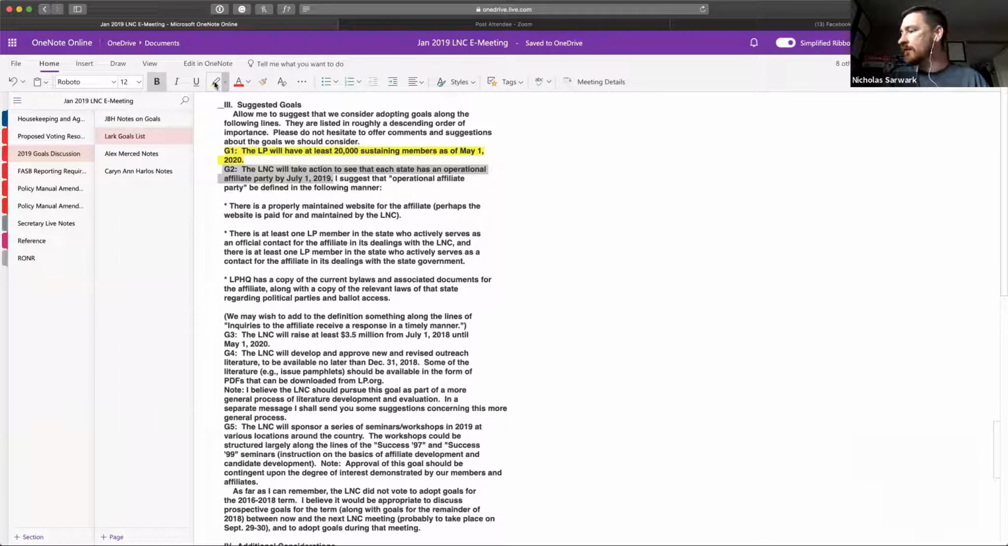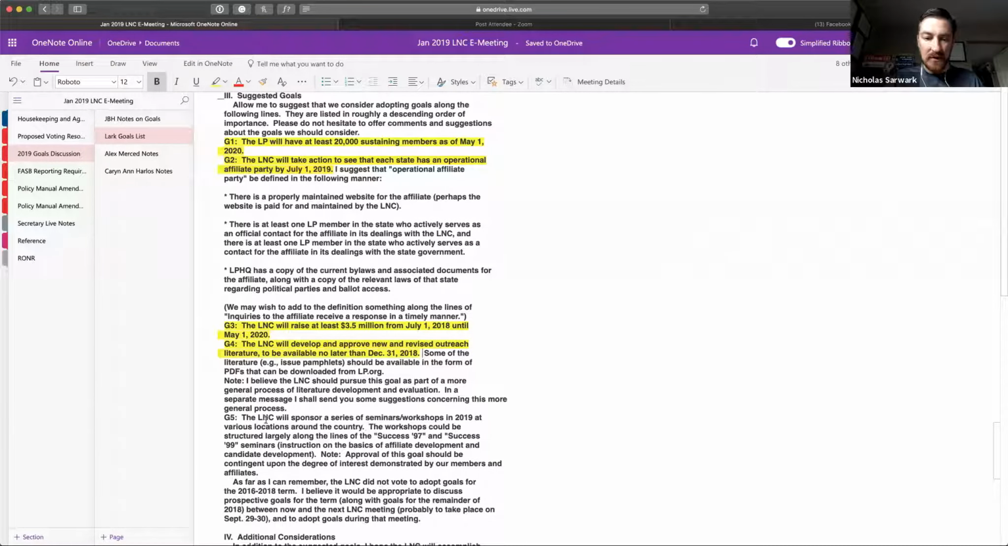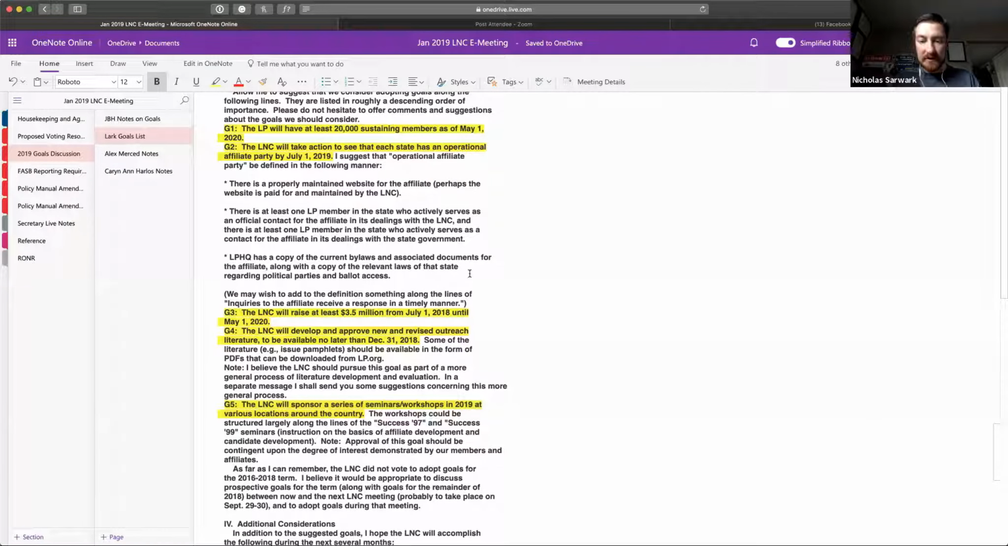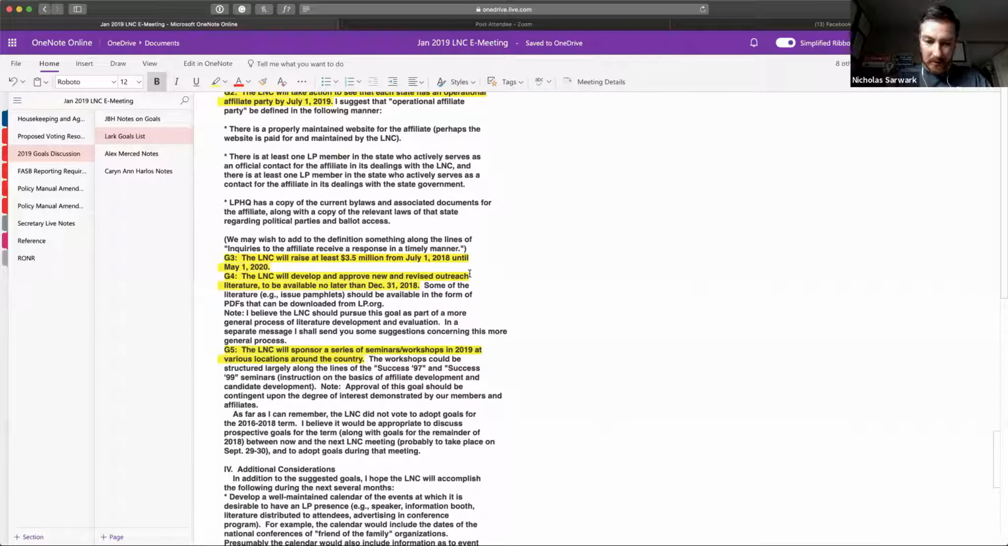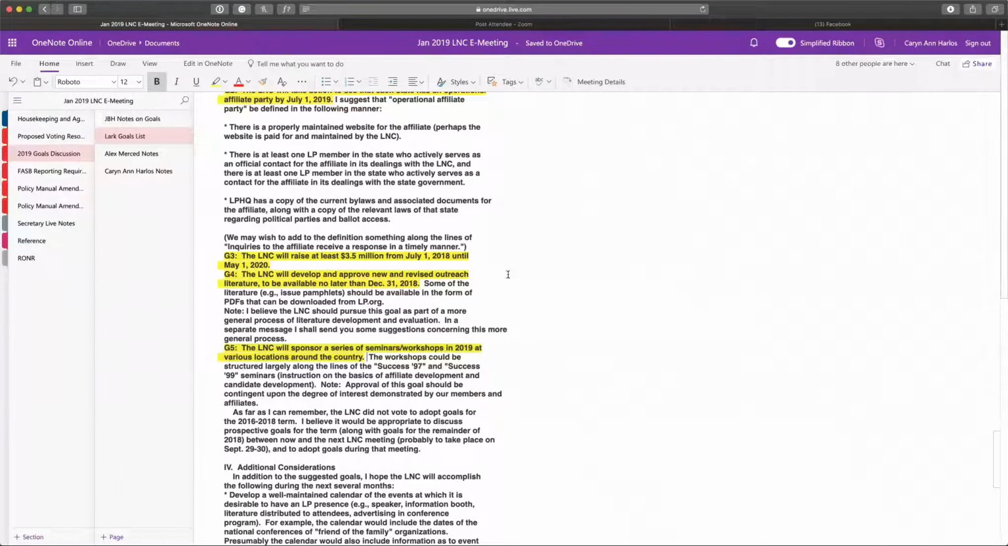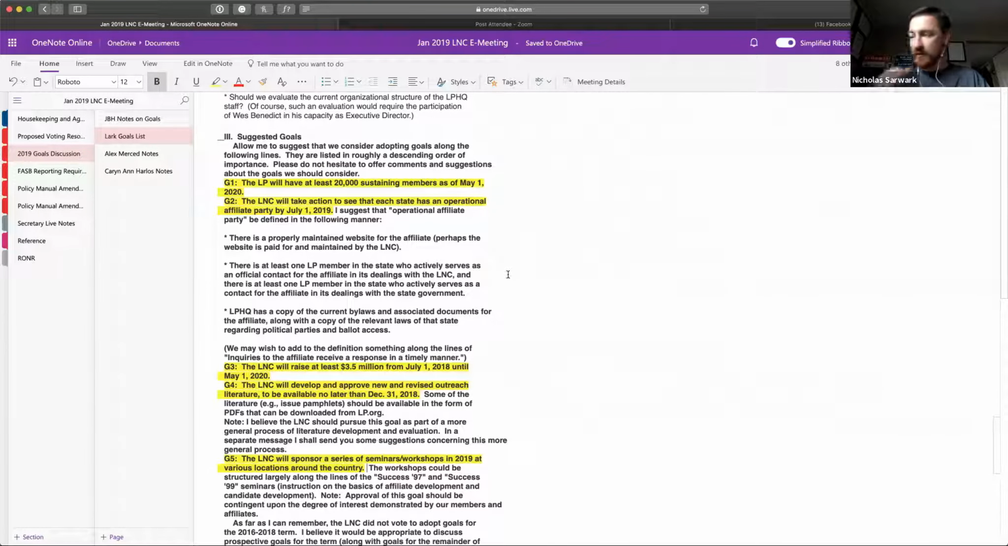Okay, and for the benefit of anyone who is participating on the phone, goal 1, the LP will have at least 20,000 sustaining members as of May 1st, 2020. Goal 2, the LNC will take action to see that each state has an operational affiliate party by July 1, 2019. Goal 3, the LNC will raise at least $3.5 million from July 1, 2018 through May 1, 2020. Goal 4, the LNC will develop and approve new and revised outreach literature to be available no later than December 31, 2018. Goal 5, the LNC will sponsor a series of seminars and workshops in 2019 at various locations around the country.